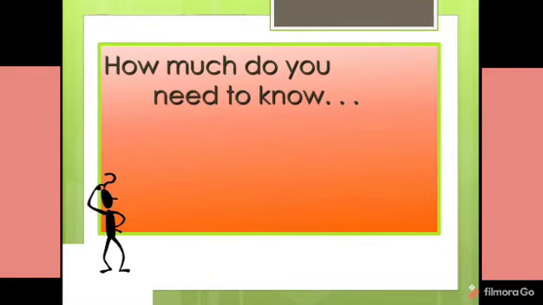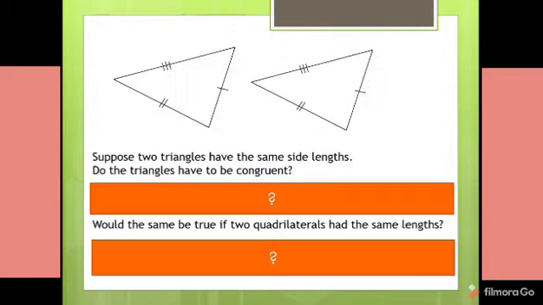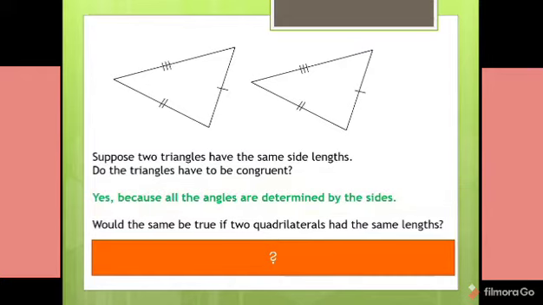Now, how much do you need to know about two triangles to prove that they are really congruent? Let's take a look with this illustration. Suppose two triangles have the same side lengths. Do the triangles have to be congruent? Let's check it out. Yes, because all the angles are determined by the sides.